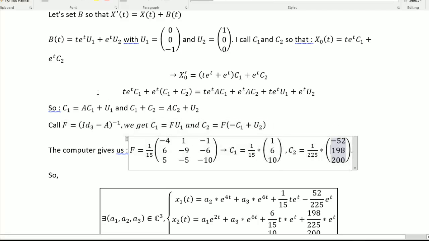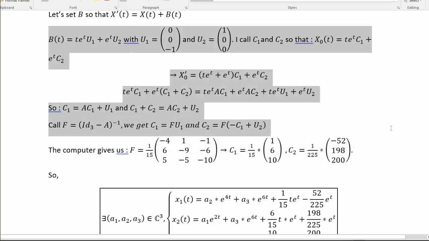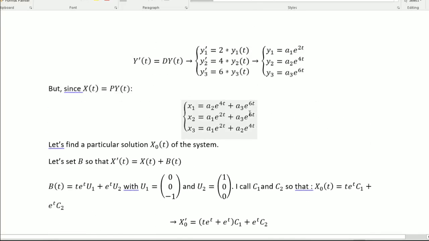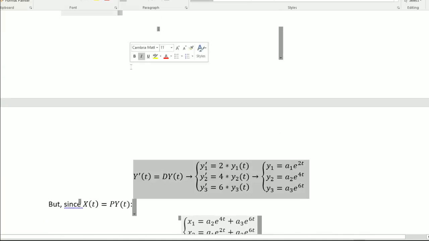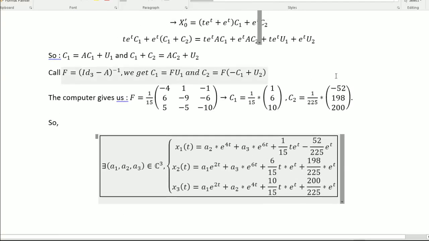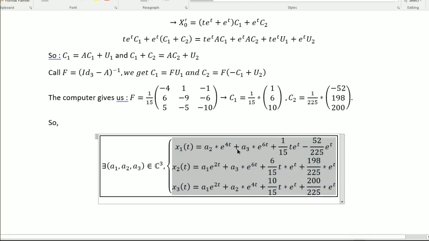Okay, so this part is actually really tricky. Usually they will ask you only this part, but this is actually kind of hard. So yeah, it's complicated. So we get the solution that there exist A1, A2, A3 in the complex plane so that we get all of these results.